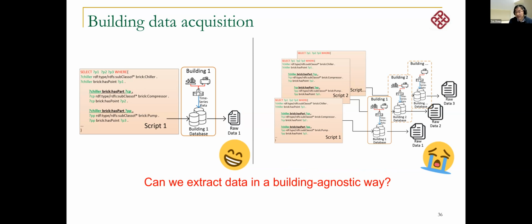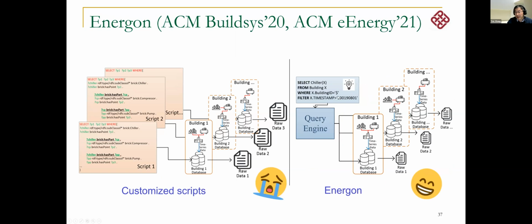And our answer is our Anagon system. So our Anagon system has 2 parts. Number 1 is a new language that a user or application developer can use to specify what data are needed. So they only need to specify what data are needed. And we have a query engine, an execution engine, that based on what data are needed, automatically goes through different buildings and extracts the data. Right.